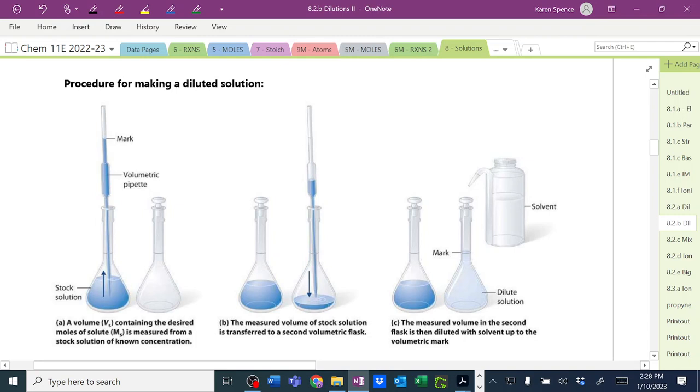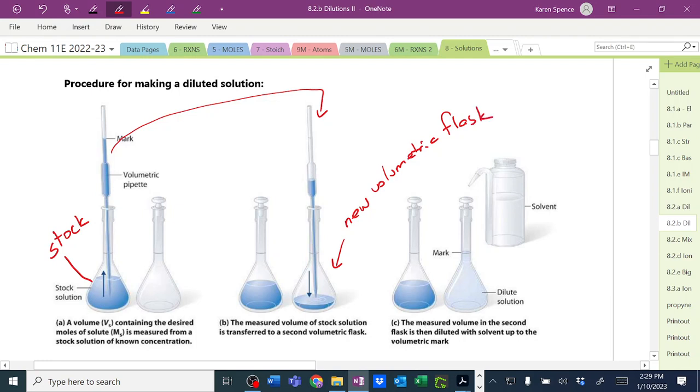So you will take whatever volume you need of the stock solution, you measure it out, and then you transfer it into the new volumetric flask. Yes? So here's our stock, and we move it and we put it into the new volumetric flask. And then we add extra water up to the mark.